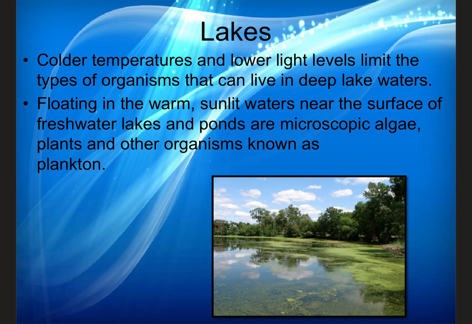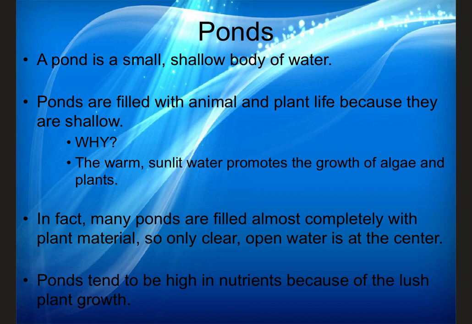So floating in the warm, sunlit waters near the surface of freshwater lakes and ponds are microscopic algae plants and other organisms known as plankton. And if you look in the image here, you can see large amounts of it all over the lake in the picture below. All right, so now looking at ponds, these are generally small, shallow bodies of water.